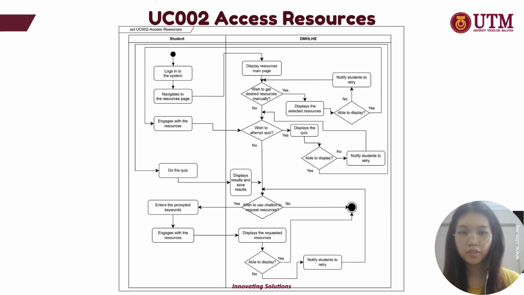This is the activity diagram for the second use case. Students will first log in and go to the resource page. If students choose to search for resources manually, they are required to scroll through the page in order to get the desired resources. If students choose to use the chatbot function, they can get instant resource locations instead of finding them one by one. If students choose to attempt a quiz, the quiz results are saved after completion. If the system fails to display content, students are notified to try again.